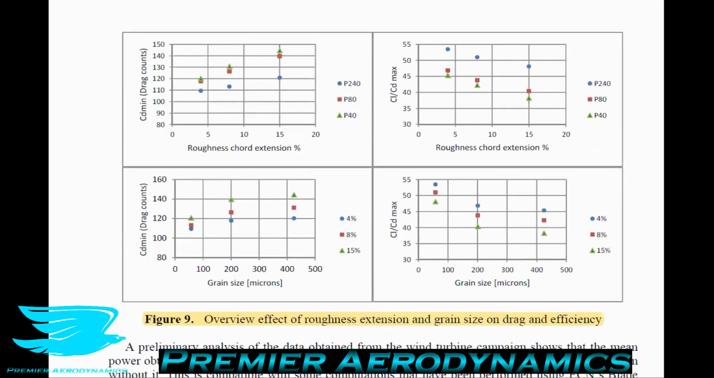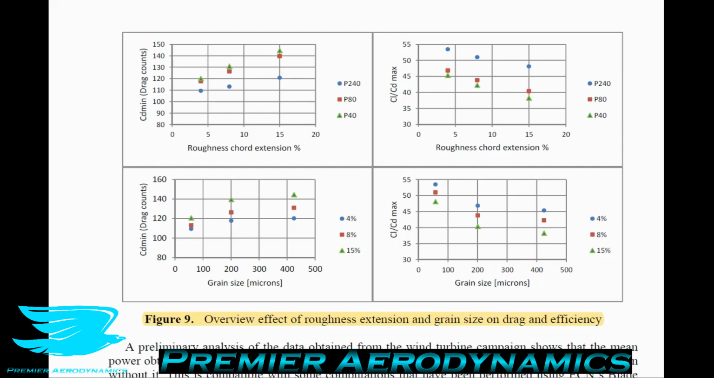Now, in addition to that, Figure 9 shows the trends of the minimum drag and maximum lift to drag ratios for different configurations tested in the wind tunnel. So we were looking at the wind turbine blades. Now let's look at the wind tunnel data. As can be seen from the plots, the effects are almost linear with the extension of the roughness, but not with grain size. In other words, as you increase the amount of the blade that has this surface roughness, the effects on the drag are linear, and the lift to drag ratio is also linear. So as you increase the amount of blade that has this surface roughness, the drag continually increases linearly.